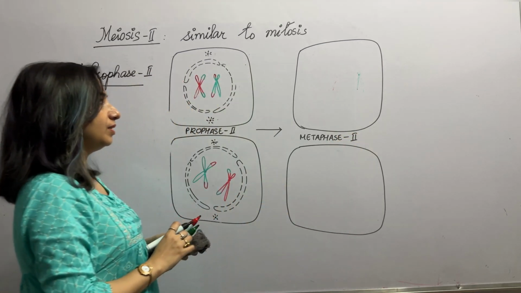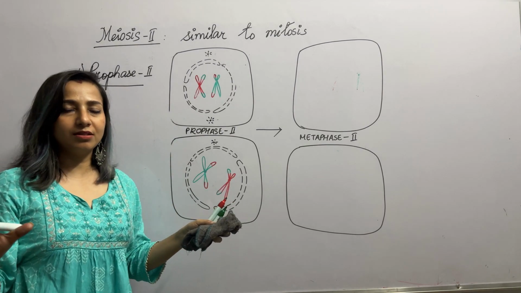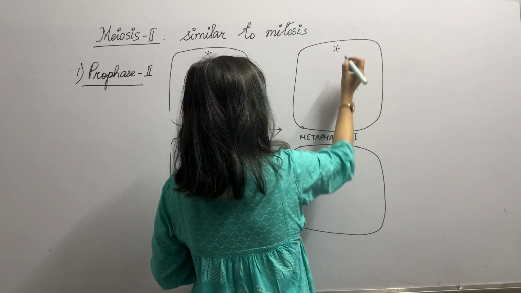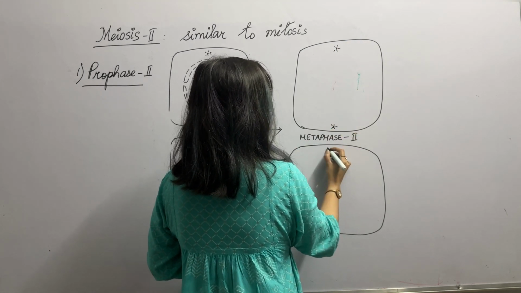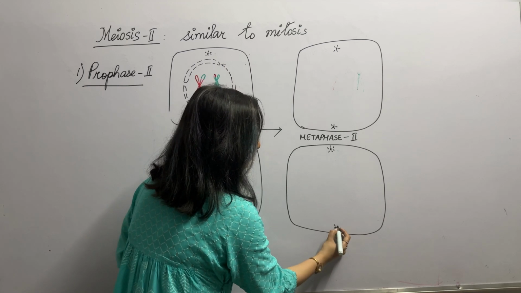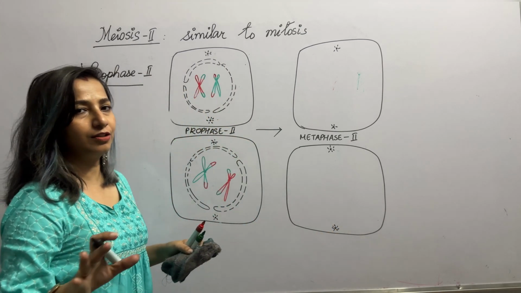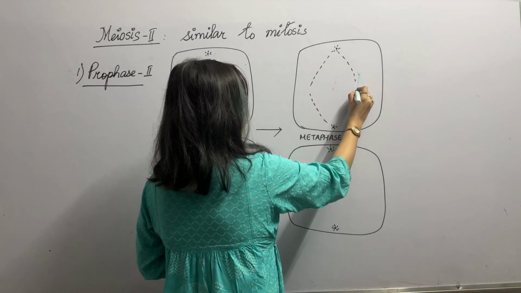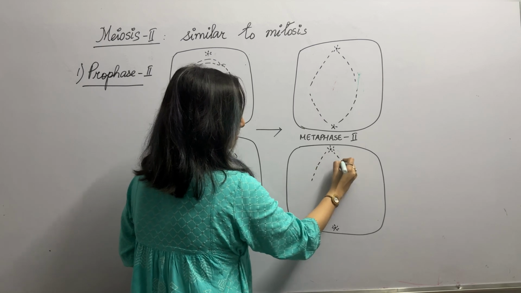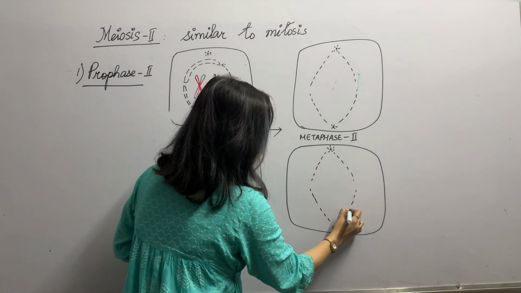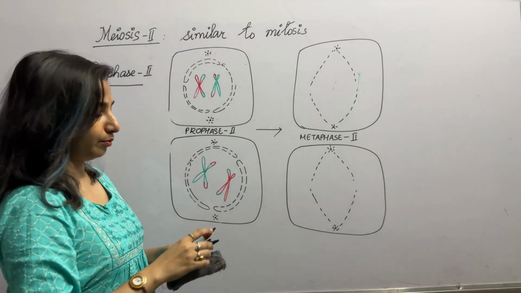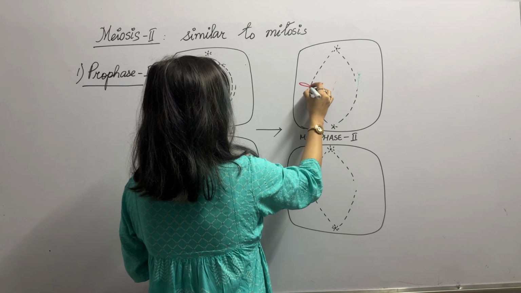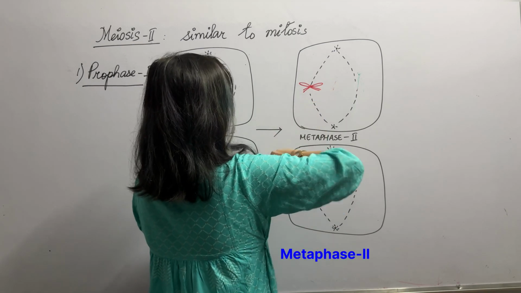So in metaphase 2, what happens? The chromosomes that had been spread in the cytoplasm come and align themselves with the equator of the cell. Now this alignment is also very, very random, not following any definite sequence, okay? So I am going a bit fast here because this is very similar to what you already did in lecture 2, mitosis. So they come and align themselves at the equator of the cell.